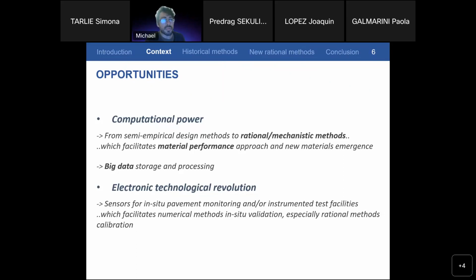The other part is that we have today the capability to store and process big data, and this is a very important thing in the frame of the development of asset management methods. Then you have an electronic technological revolution, so sensors for in-situ pavement monitoring or instrumented test facilities. This facilitates numerical methods in-situ validation and especially rational methods calibration.